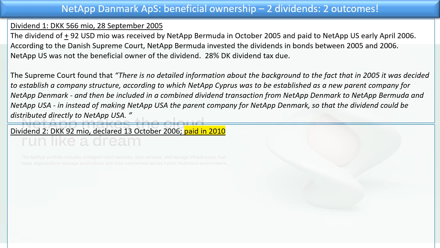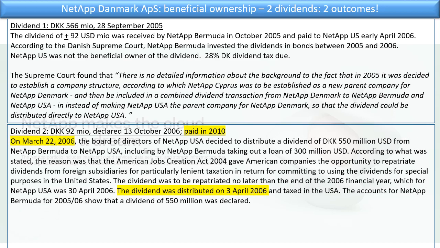But this one, which was declared after the Job Creation Act deadline, right, but still apparently the dividend was included in the calculations that were made for the dividends paid from Bermuda to the US before the 30 April deadline, and only paid in 2010 when NetApp Denmark finally got the cash, this dividend was okay. There was no dividend withholding tax due on it, right?